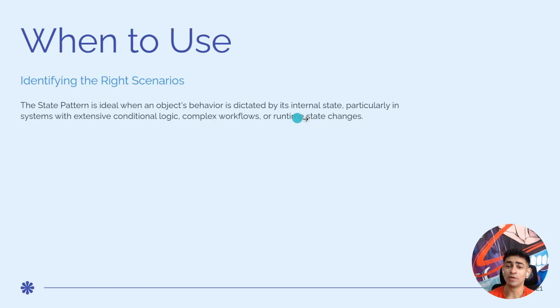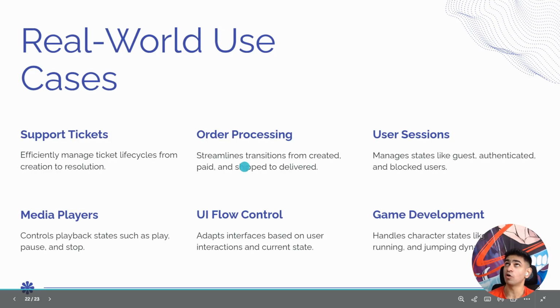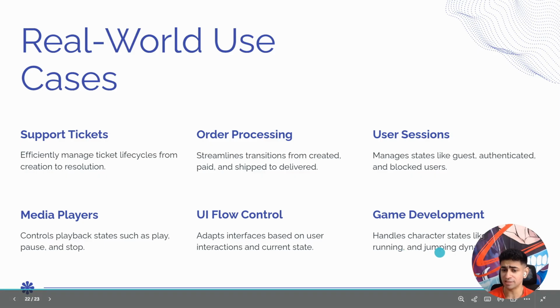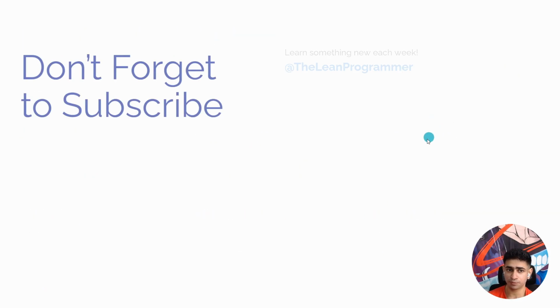When to use? When you see an object's behavior being dictated by its internal state. For example, support tickets, order processing. Order processing can be shipped out for delivery, processing, and so on. User session, game development. In game development, it depends on what kind of game you're playing, but let's say an RPG game, the character is alive, what's the HP, whatever. Media players and UI flow control.